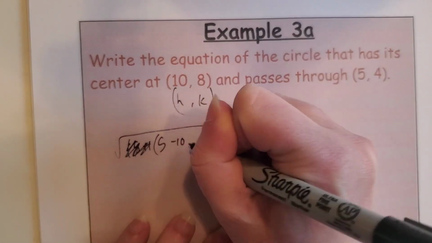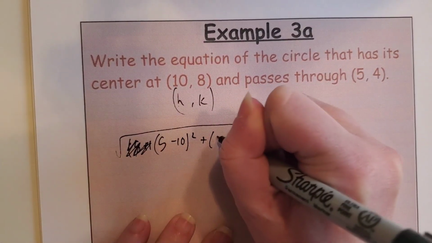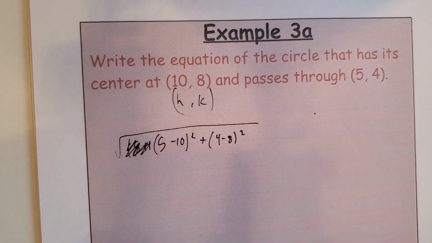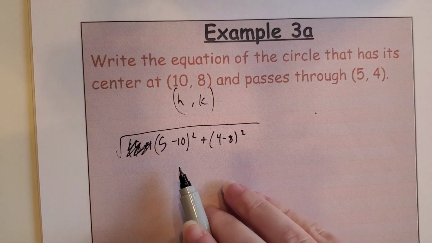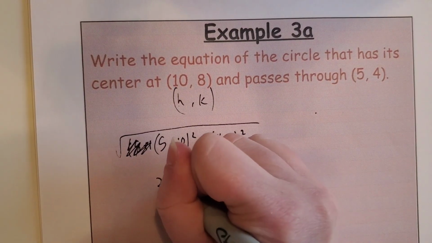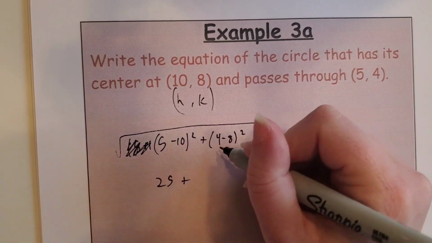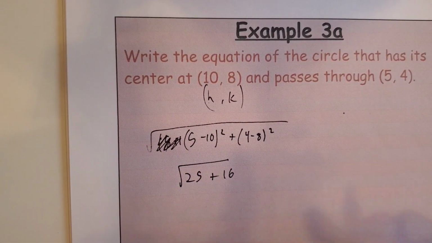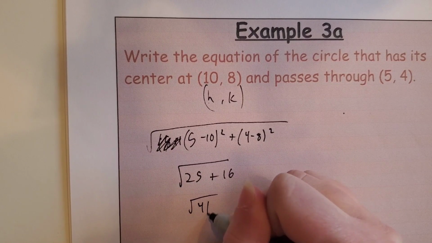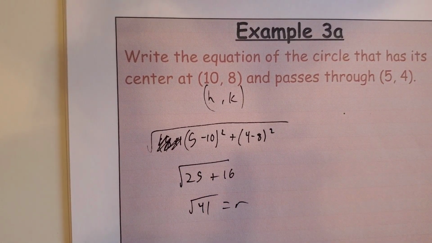5 minus 10. Yep. Okay. So this is negative 5 squared is 25, plus this is negative 4 squared is 16. So that's going to get us the square root of 41 as your radius. And 41 does not simplify.